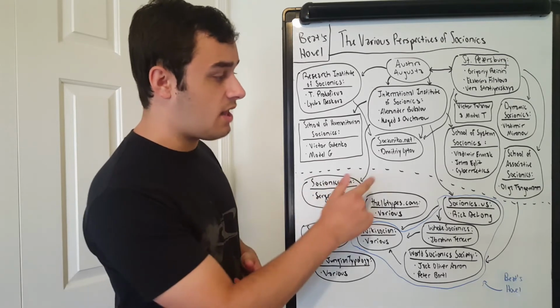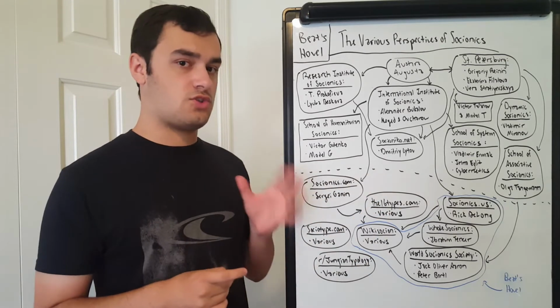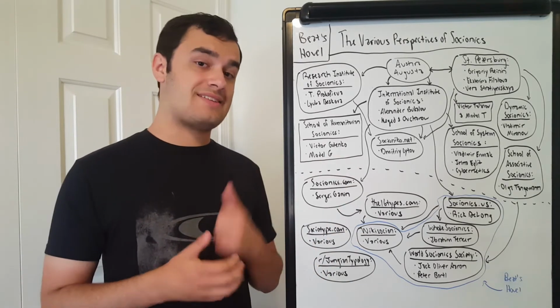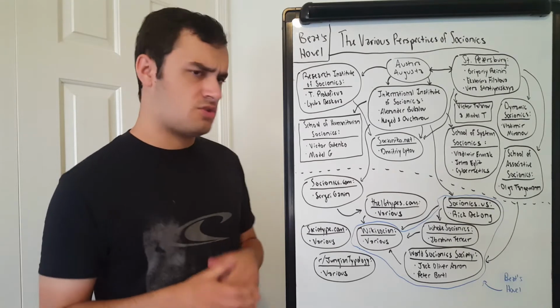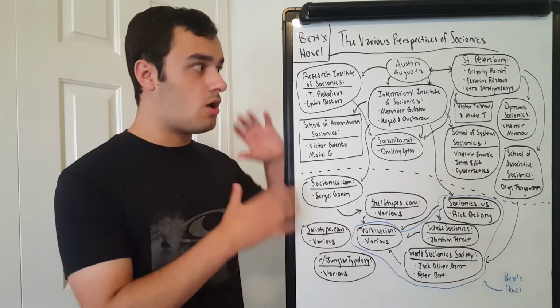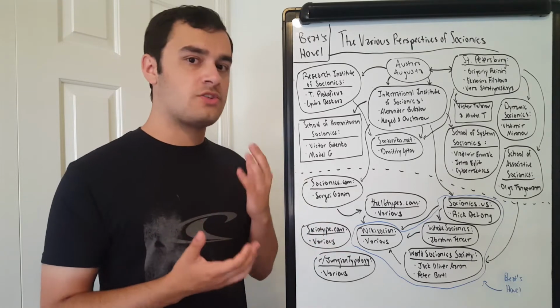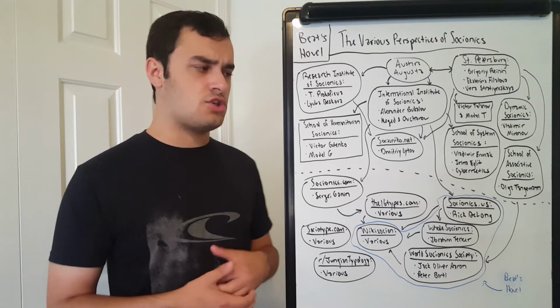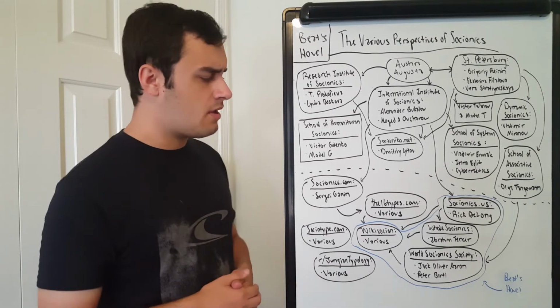I added this dotted line here to indicate where socionics crossed over to the West. And that was a question that I asked in the last lecture: how did socionics transfer from East to West? We have all of these different groups, all of these different schools. Which ones were the ones that influenced the Western perspective, and how did socionics initially transfer to the West?